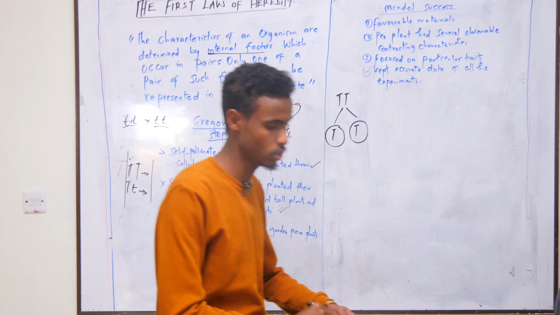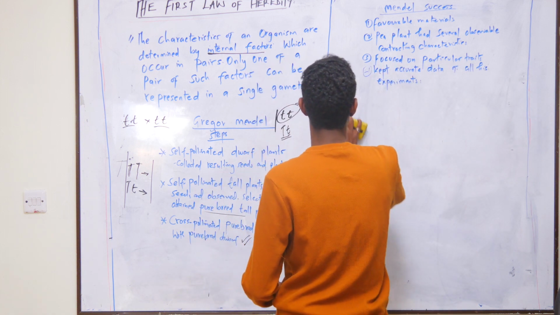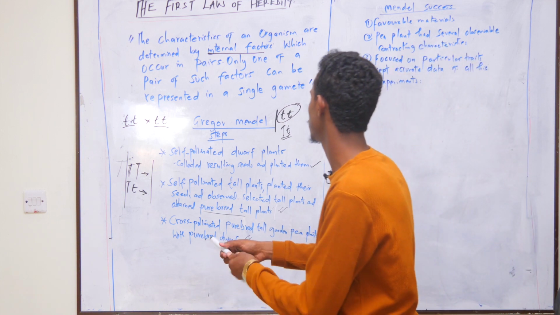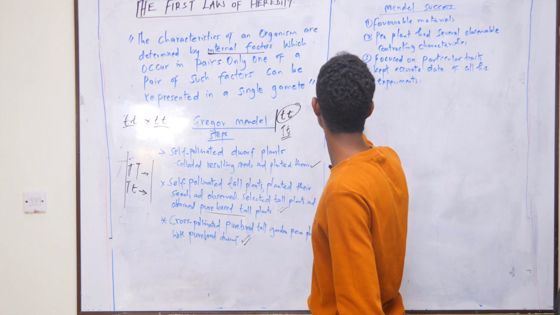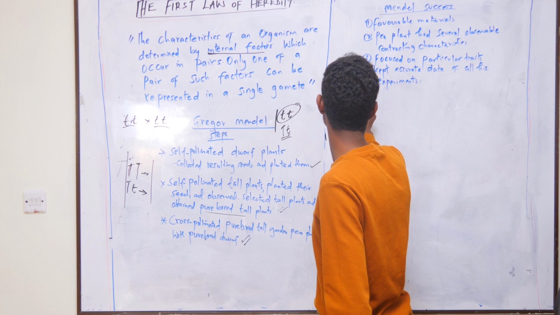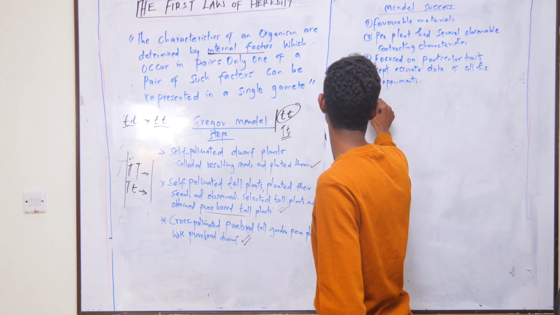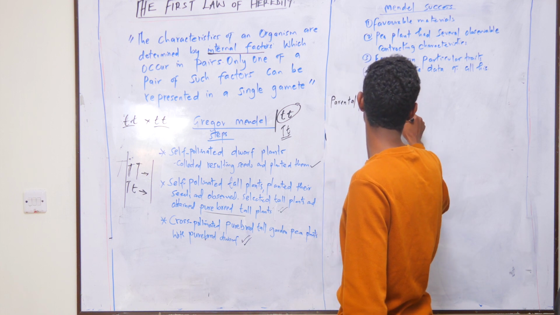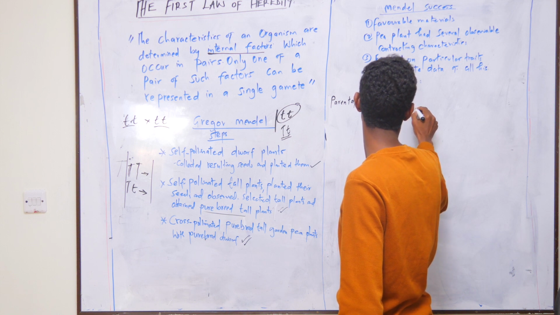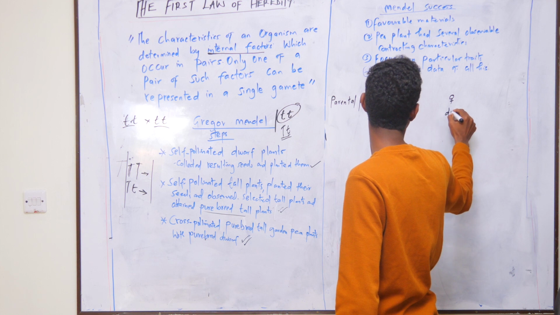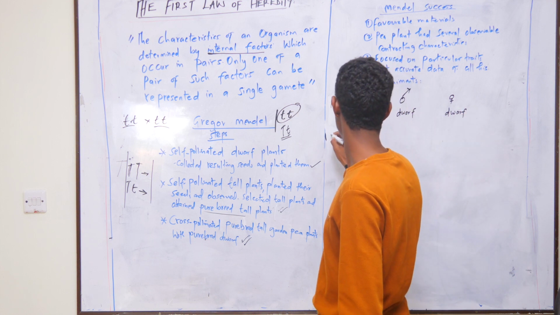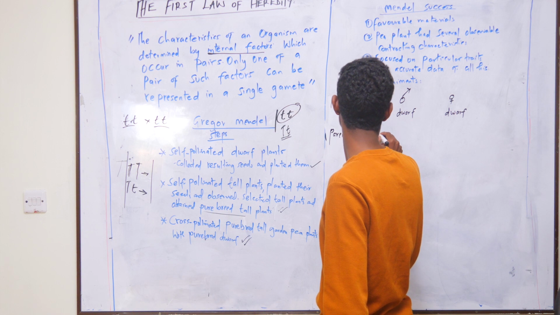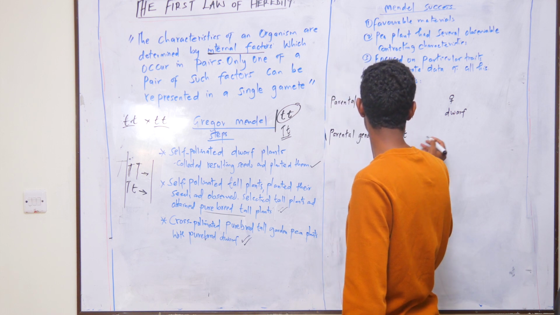Now class, let's look at how this was possible. Let's start with the first one. We say he crossed self-pollinated dwarf plants. We have the parental phenotype, which is dwarf, still dwarf. Parental genotype will be tt, and you must show that cross.